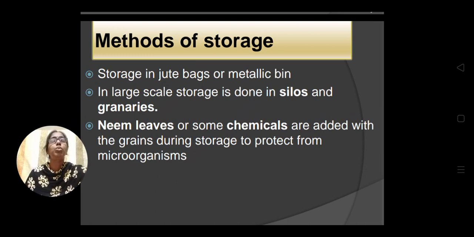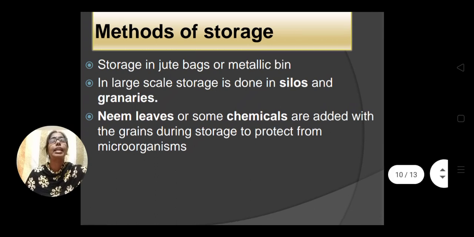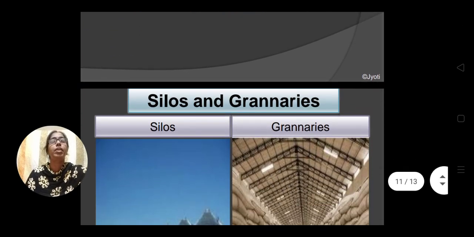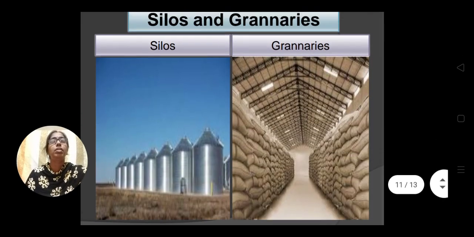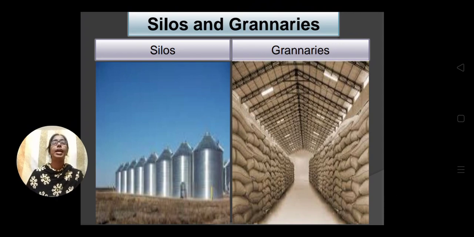Now let me show you what silos and granaries are. Here I have shown you the diagrams of silos and granaries. The left one is the silos. The silos are big metallic tanks with a cover, and after drying the seeds, they are treated chemically and stored in these metallic tanks.